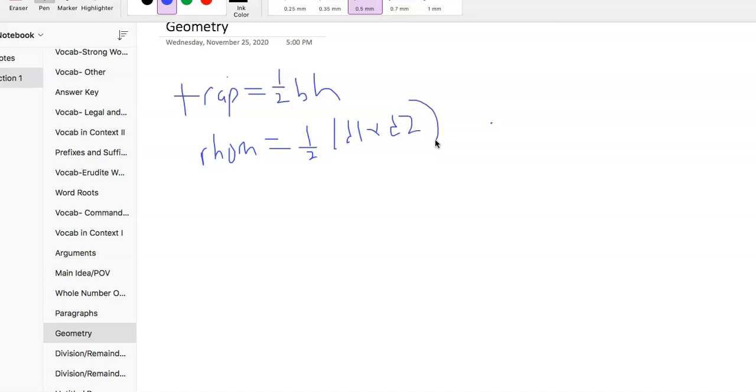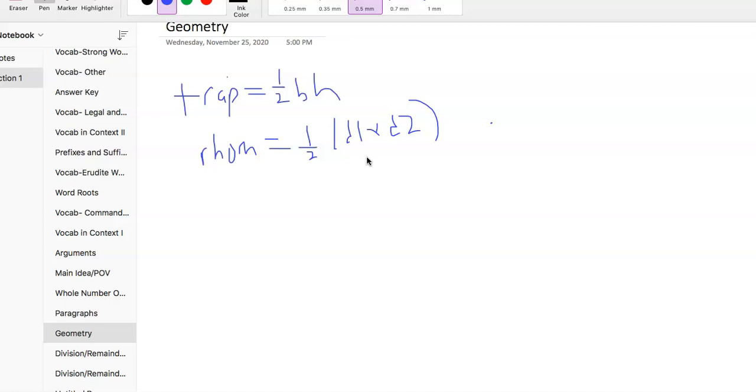They'll tend to tell you that within a rhombus there are 2 diagonals, and they'll give you both of those numbers, diagonal 1 and diagonal 2. You plug that in right there. Parallelogram area, pretty simple. It's just base times height. Perimeter of a parallelogram is 2a plus 2b.